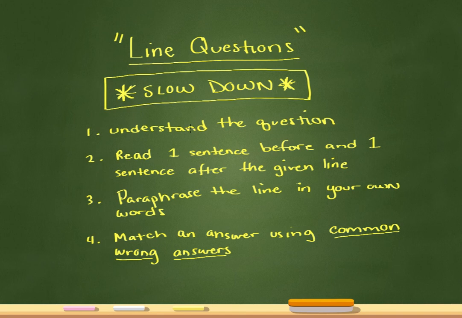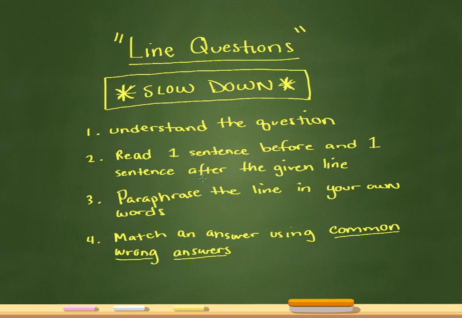Number 1, the first thing you want to do is understand the question. So take time to really understand what they're asking you. It's important because when you go back to the passage, you want to know already what you're looking for. Number 2, read one sentence before and one sentence after the given line. So if they say, go back to line 15 in your passage, then I'm going to read a sentence before that line and a sentence after that line. That's a rule of thumb.